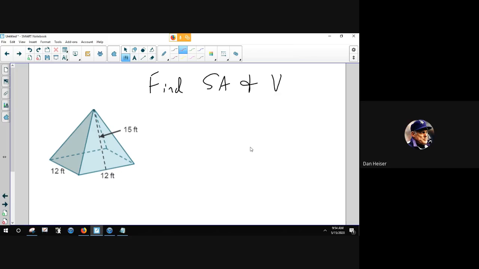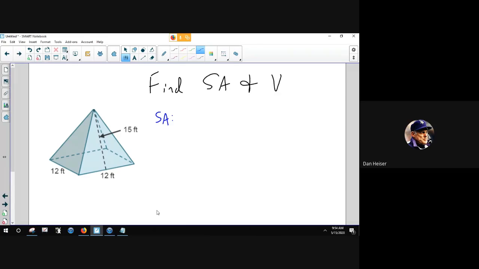One more pyramid example, and I threw surface area on this one so we can see the difference in using the slant height and using the vertical height. Also, we're missing the vertical height, so we need to find that as well. So let's begin with surface area. We have, it appears, a square base. We have 4 congruent triangles.